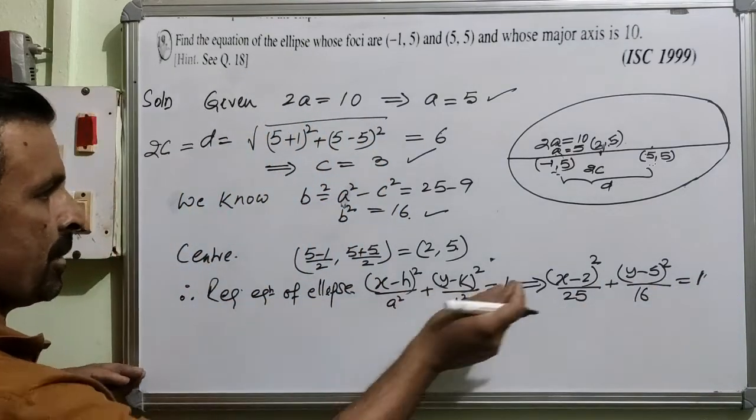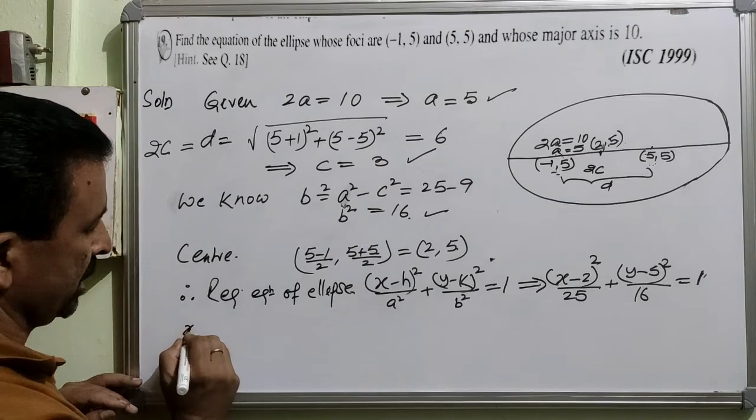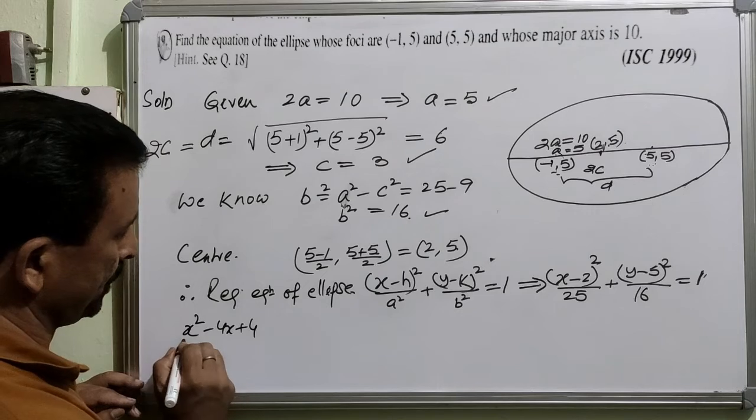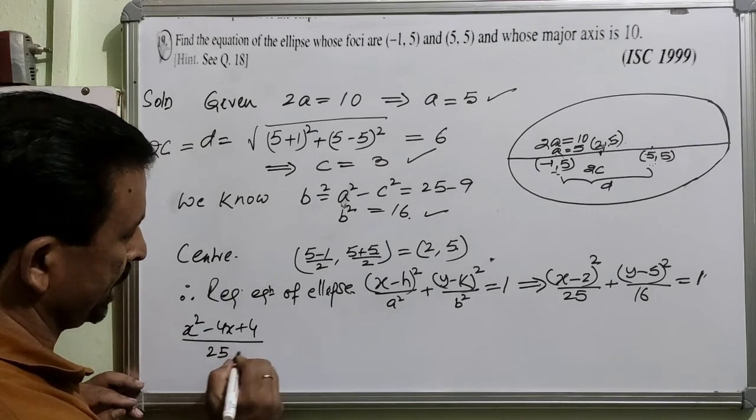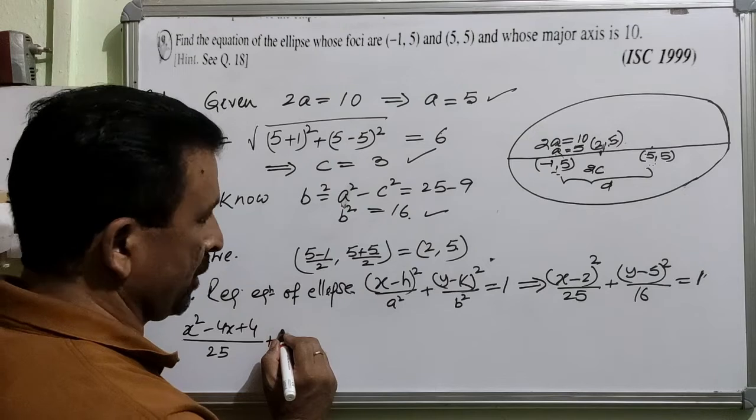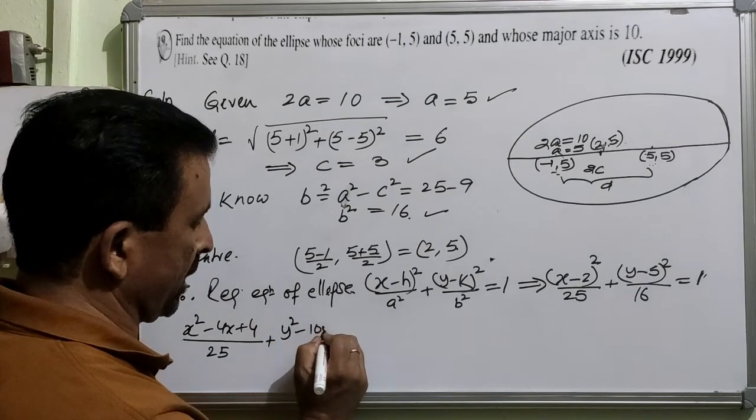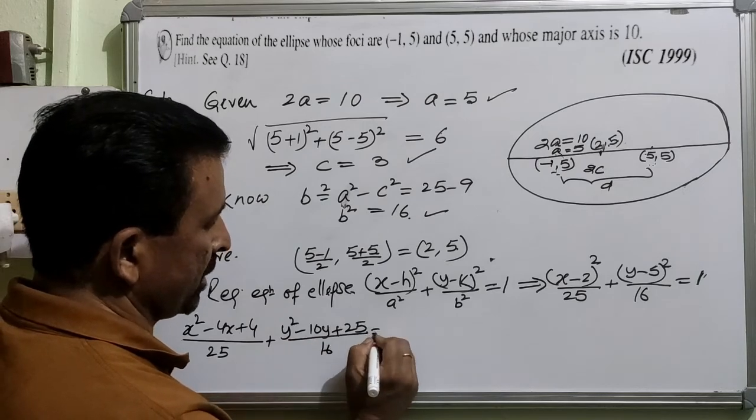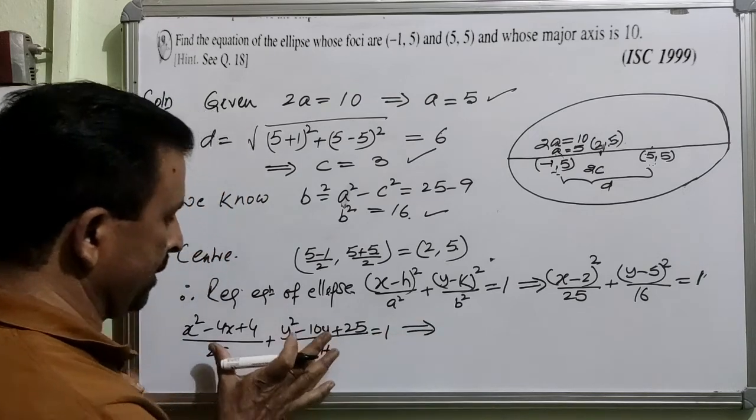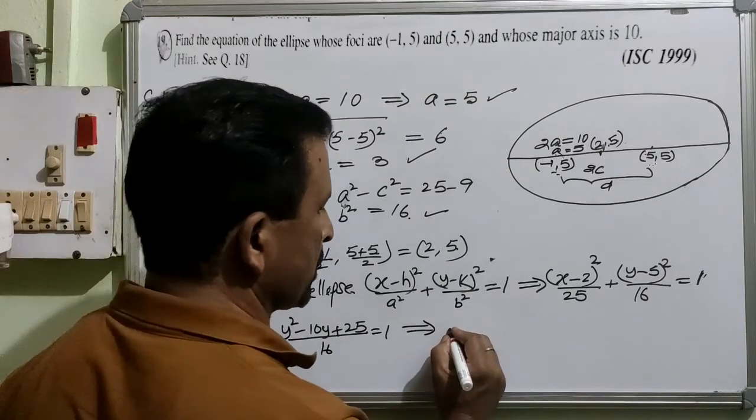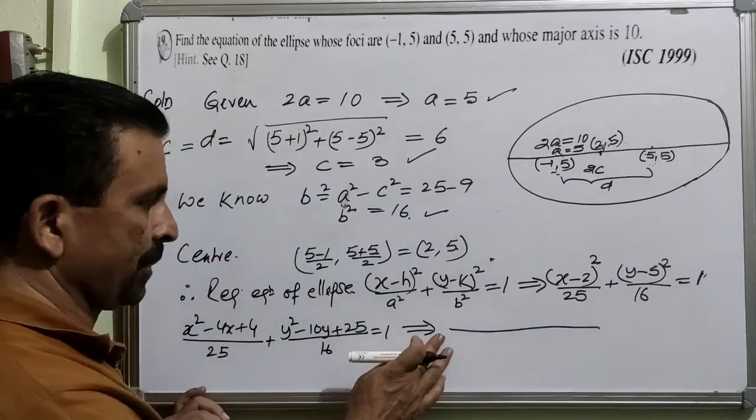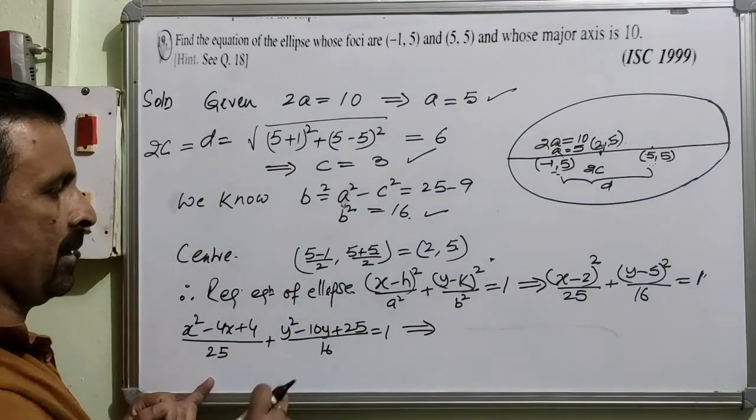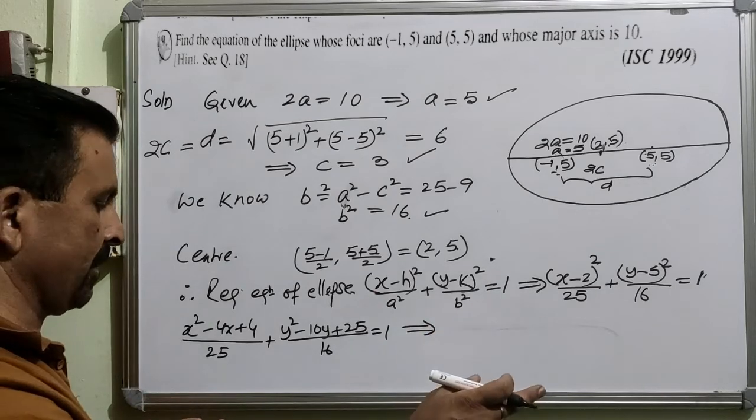Let us simplify now. In the numerator, (x minus 2) whole square will turn into x square minus 4x plus 4 divided by 25, then plus (y minus 5) whole square, that is y square minus 10y plus 25 divided by 16, is equal to 1. Now we can simplify and make these two fractions into 1. So the LCM of 25 and 16 will be equal to 400, right? I will do it directly. So this LCM will be shifted to the other side. On the right hand side, we will have 400.